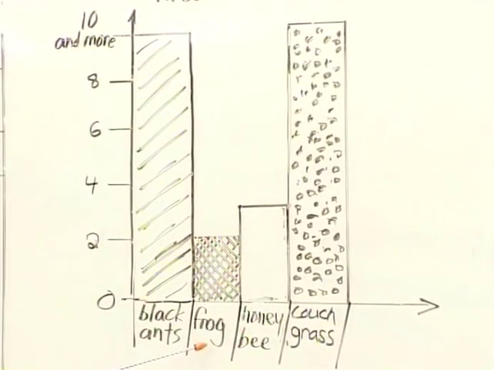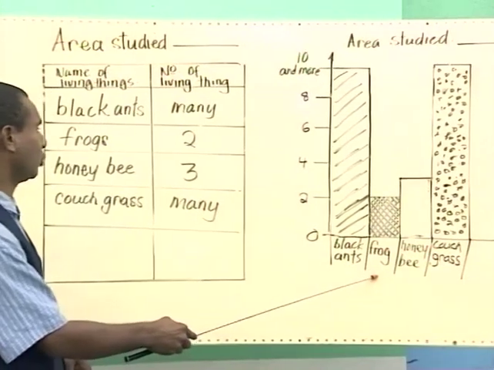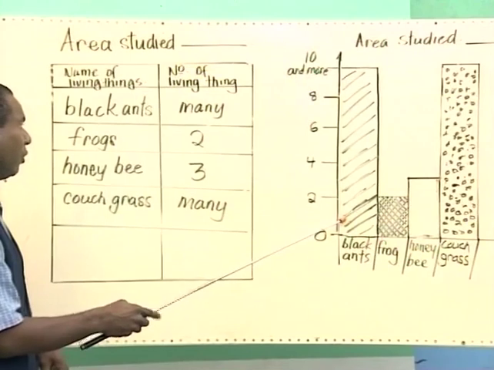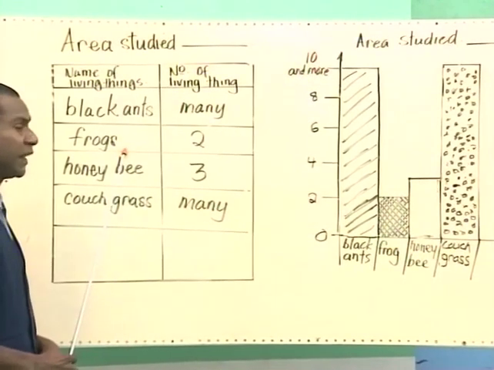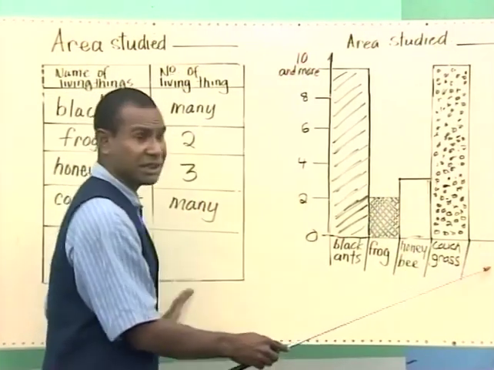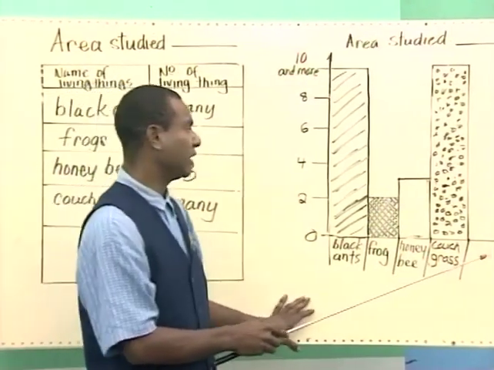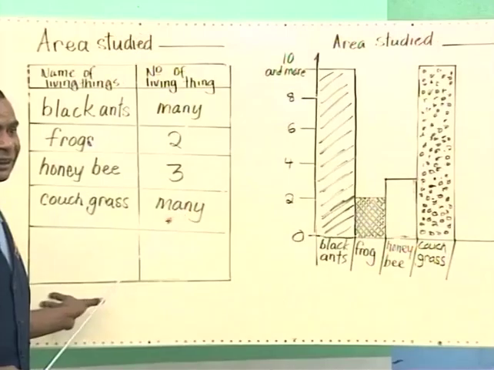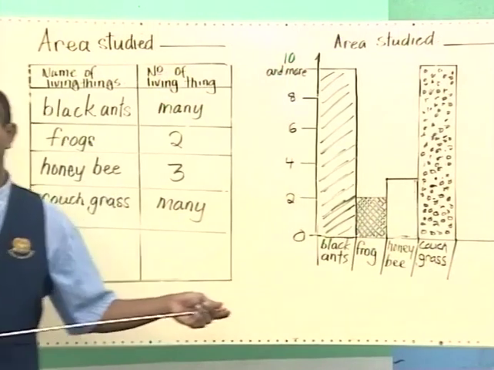The second one is frog, which has only 2, shown on the column graph and also on the table, which is the second on the list. So this is an example. If you have done something similar to this or any other, but you should have something similar, a bar graph and a table like this, then very good.